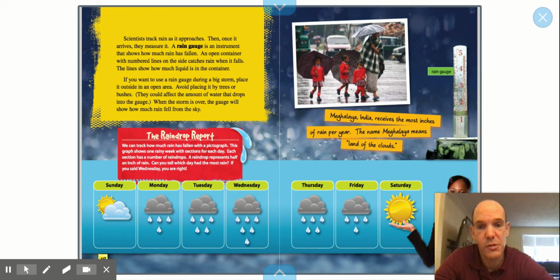What you do want to do is make sure that you put your rain gauge out in the open. If you put it right next to a house or right under a tree, it may not measure the exact amount of rain. So that's kind of the basic idea of how rain is measured. And that's pretty much what we talked about in science today. We will continue looking at this book during our next science lesson. So that's kind of a recap of what we covered in science today.